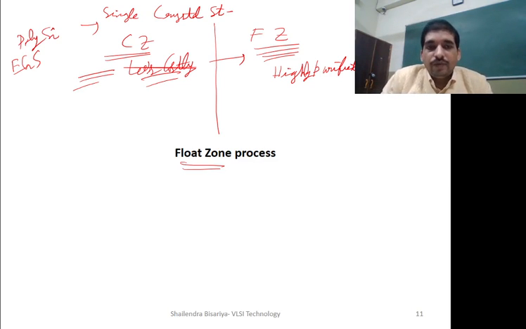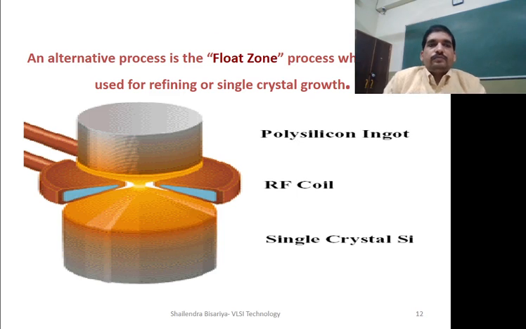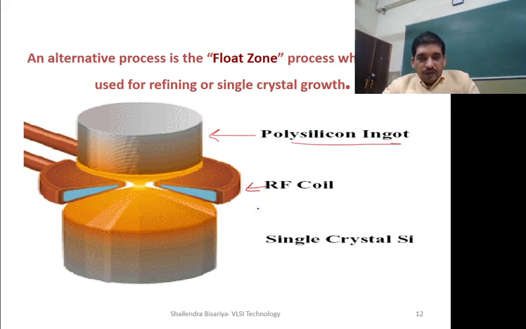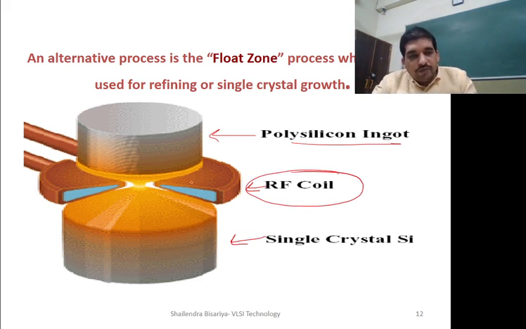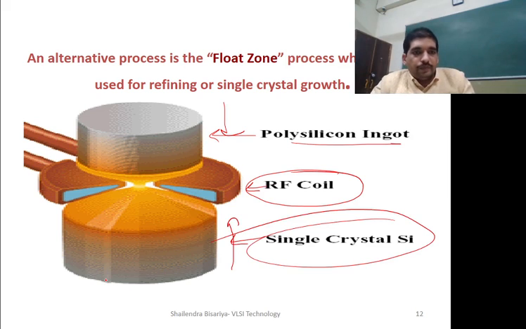So let us see now what the float zone process is. An alternative process to CZ is FZ, which can be used for refining or single crystal growth. See the structure. At the top side, it is a polysilicon ingot. The RF coil is in the middle and single crystal silicon at the end. What is this diagram showing us? The RF coil is passed through this polycrystalline rod, and when it is passed through, the rod is converted into a single crystal structure.